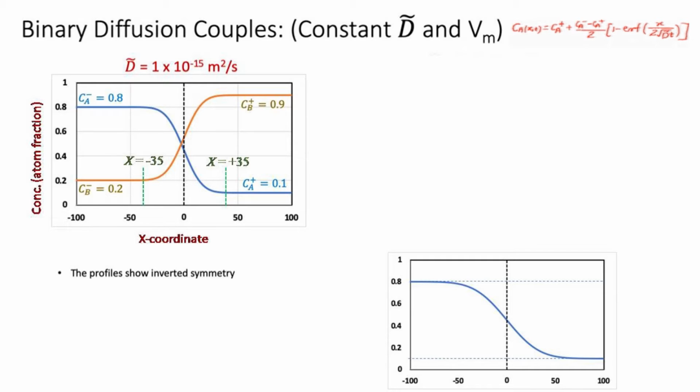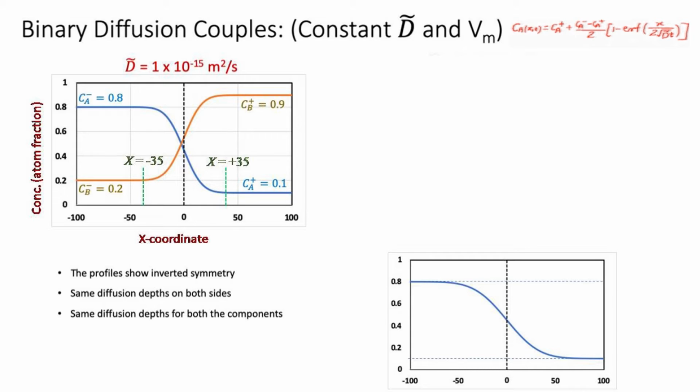The second feature you can see is that we get the same diffusion depths on both sides for any particular component. For example, if we see component B, on the left side it has penetrated about 35 micron, and on the right side also it has penetrated about 35 micron. Moreover, the diffusion depths of both the components are the same in a binary diffusion couple on both sides.